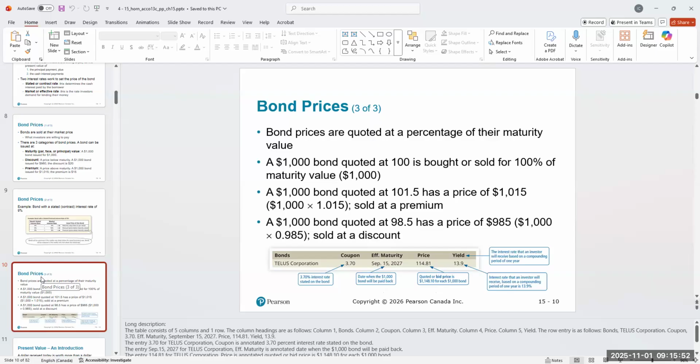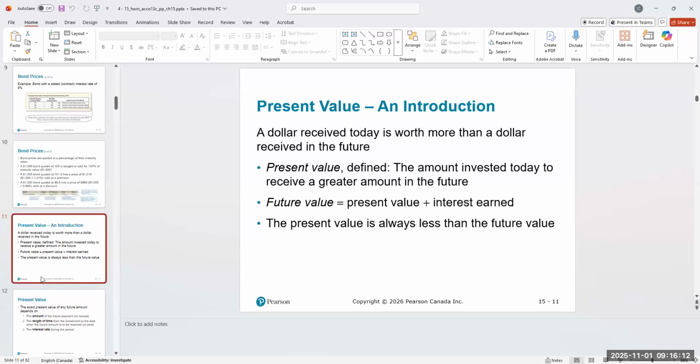Look at the 100 as 100%, or as a 1. One, as you already know, is 100%. So above 100 is a premium, below 100 is a discount, and 100 means equal, so whatever the value of the bond is, that's how much money you're going to get.